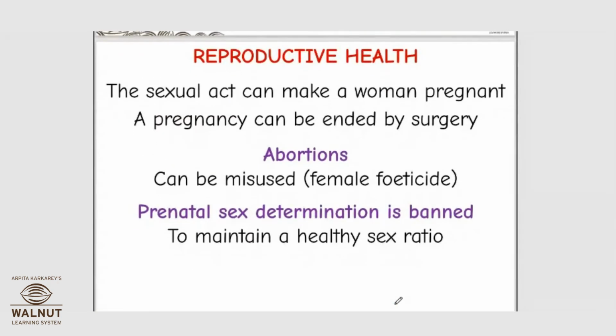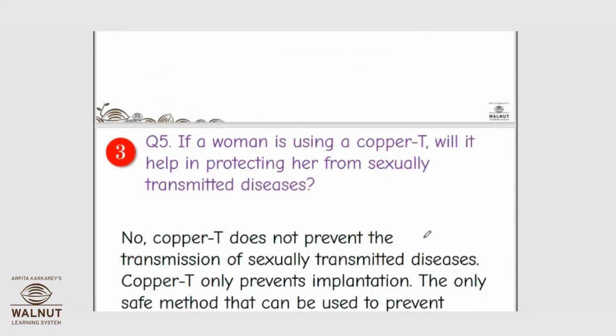The sexual act can make a woman pregnant. Pregnancy can be ended by surgery also. How? Abortions can be misused, that is in case of female feticides. If some people don't want a girl child, they want to kill the girl child. So abortions in those cases. Abortion means killing the embryo inside a woman's womb, if it is detected that it's a girl and the parents don't want a girl. So prenatal sex determination is banned. That is why it is illegal. So to maintain a healthy sex ratio, let us answer some questions.